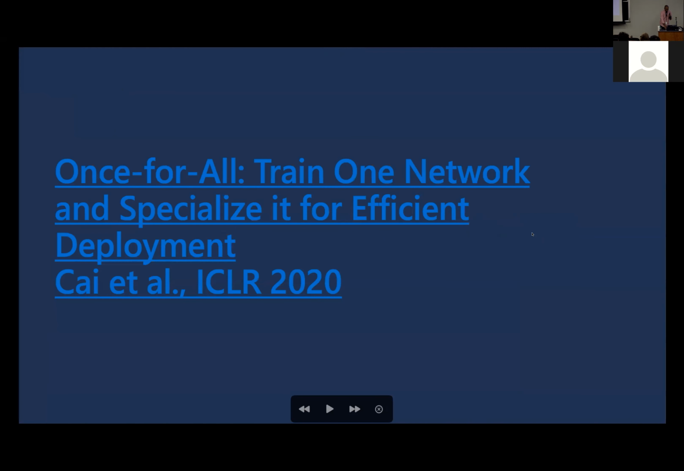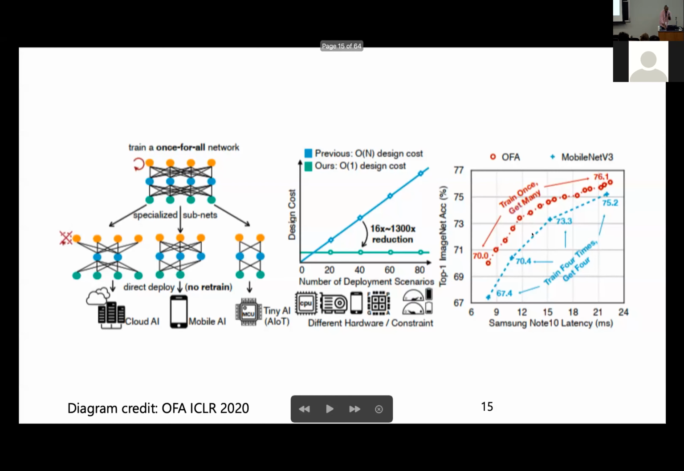One thing I wanted to touch upon, but in the interest of time I will just show you at a very high level, is one of my favorite weight sharing methods. I will skip all the details, but the main idea is you train once for all, and that's why it's OFA. This is the word you would come across in neural architecture search literature as the colloquial reference to this particular paper.